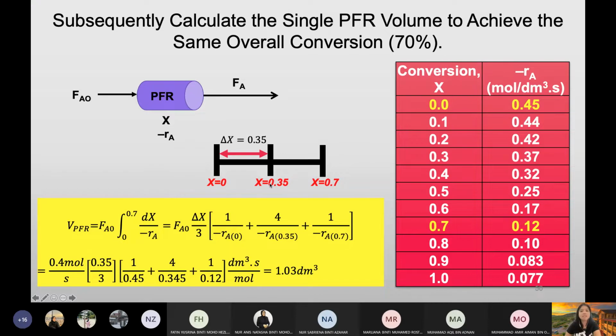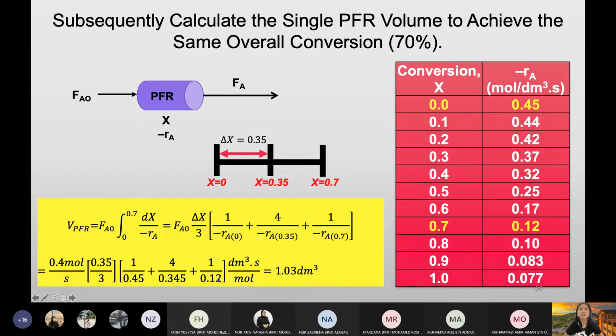So sama je dalam kes ni. By right, kamu kena interpolate. But as I told you, kalau test exam pun, saya make sure kamu tak payah interpolate because actually it's not so accurate as this is not a straight line. Okay, but in this case, just because it happened, kita interpolate, you get the minus RA at 0.35 as 0.345. Okay, plus 1 per minus RA at my final conversion which is 0.7, which is 0.12. So you calculate, you get the volume 1.03.